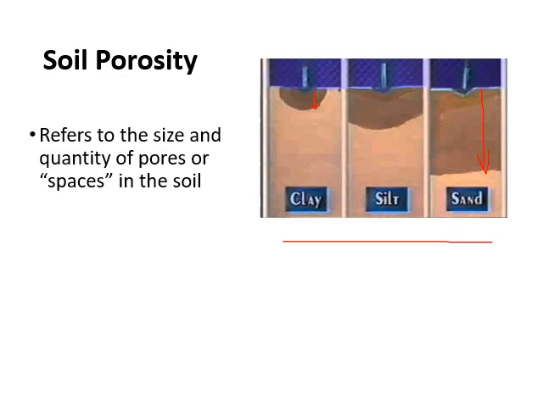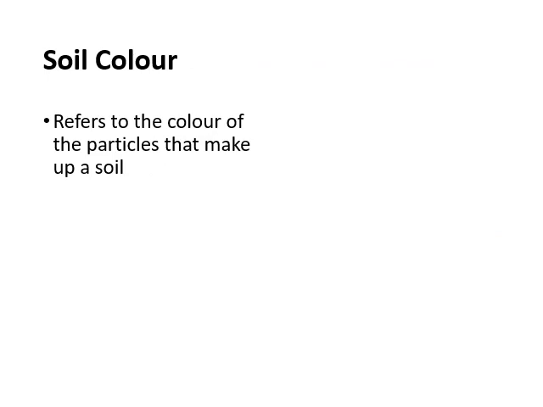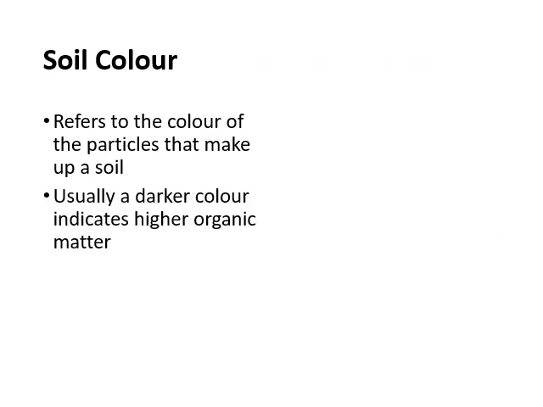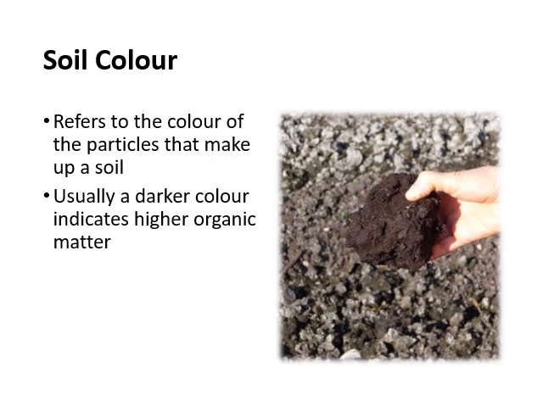So porosity refers to the size and quantity of pores or spaces in the soil. Color is another interesting property. The color gives us an indication of what makes up the soil. Is it dark brown? That means it's got high organic content. If it's light yellow or red, it may have oxidized or hydrated iron in it, which is an indication of maybe poor drainage.